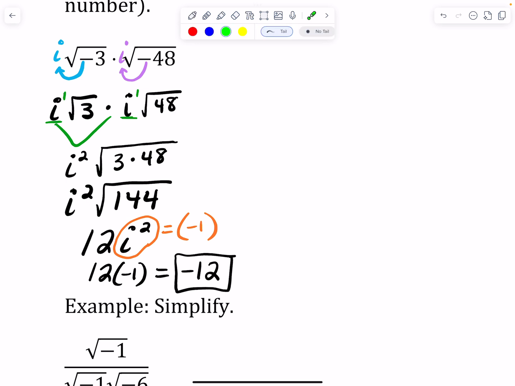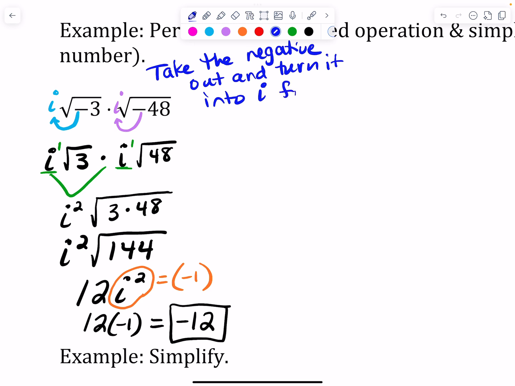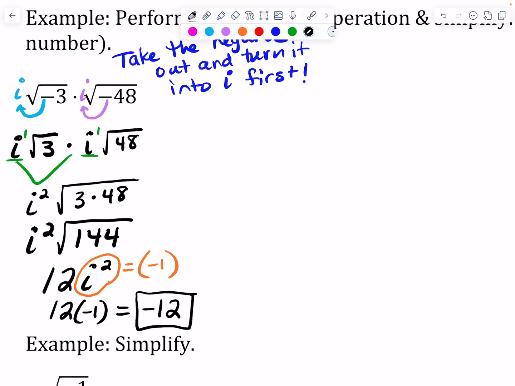Now, you can't multiply these two together before you take the i's out. So you have to take the i out first. Right, so we want to do that first, or we're not going to have the right sign when we get to our answer.